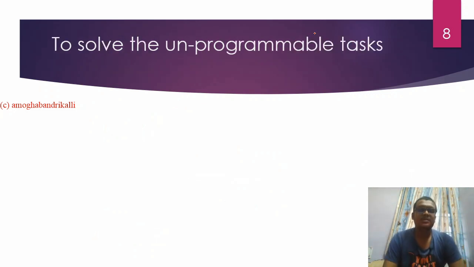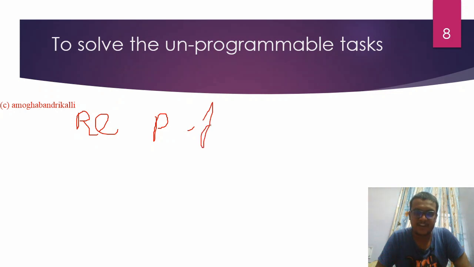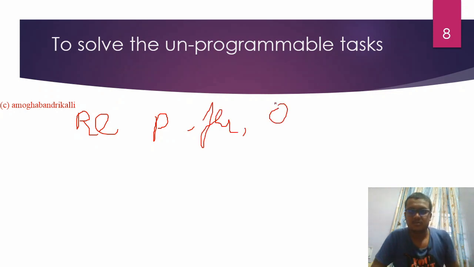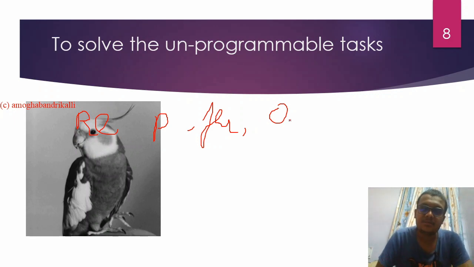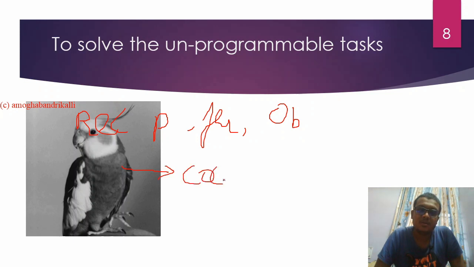So next, you can just see, to solve the unprogrammable task. Unprogrammable task, I can just give you an example: recognizing parents, human beings, friends, objects. So it can be a bird, it can be a friend, it can be a human being. Recognition is left to the human brain, based on memory, based on the object. This bird is a cockatoo or something like this. It can be some kind of species, a parrot species.